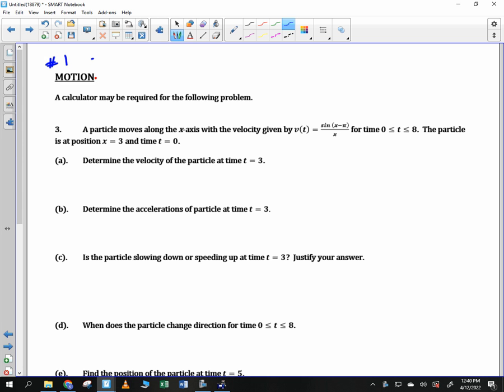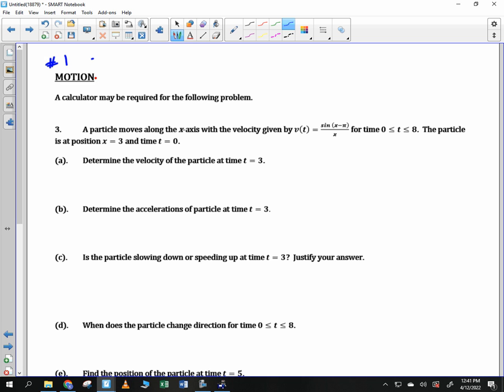We go to particle motion. It says a calculator is required. A particle moves along the x-axis with the velocity given by that function from 0 to 8. The particle is at position x equals 3 at time equals 0. Determine the velocity of the particle at time equals 3.